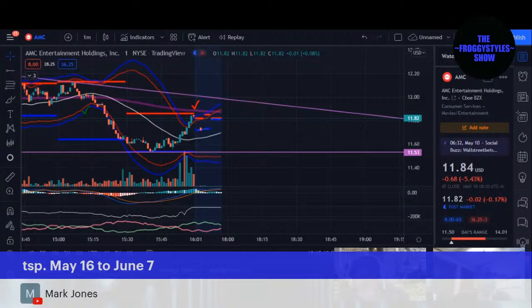Mark Jones says TSP May 16th to June 7th. I didn't know it was open during that time frame, so I guess I thought it ended on the 16th. So apparently after June 7th is when I'll be looking to, once they lock in all those retirement accounts, after June 7th is when I'll be expecting, from there till next earnings, the squeeze to possibly happen. I'll be eyeballing those dates.